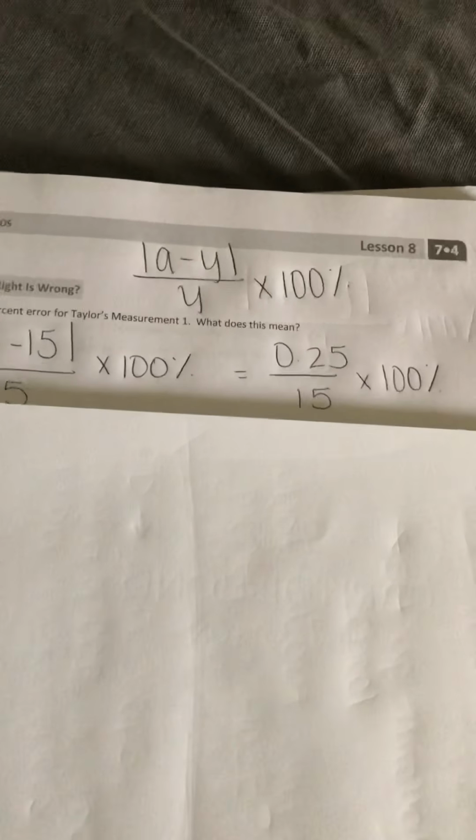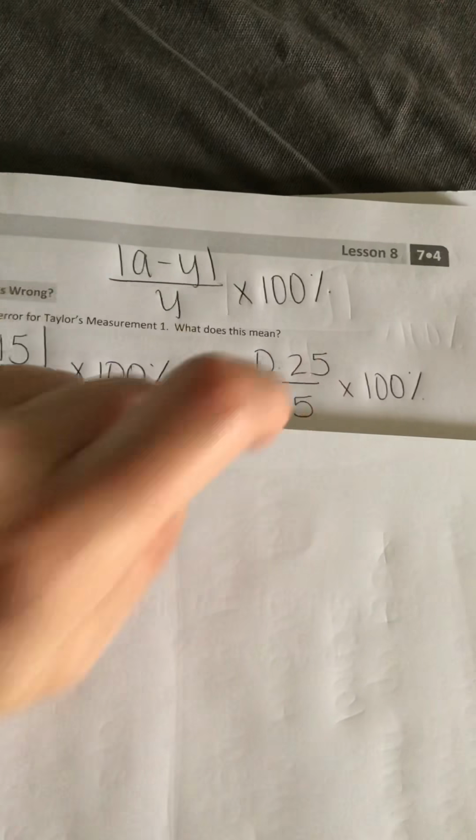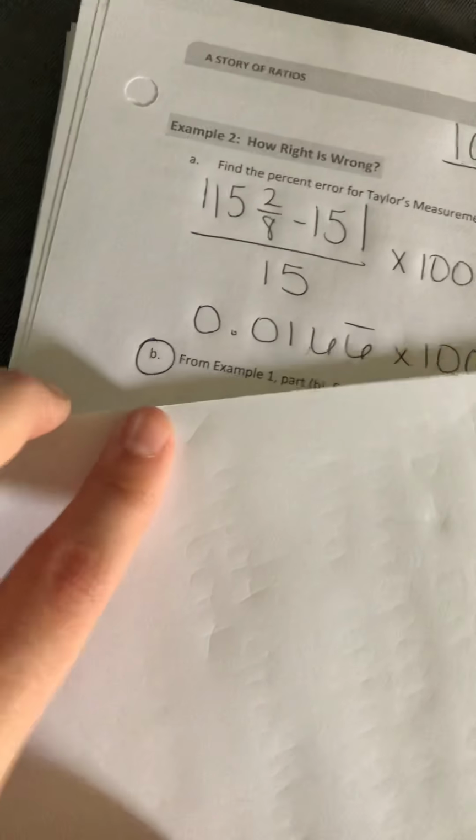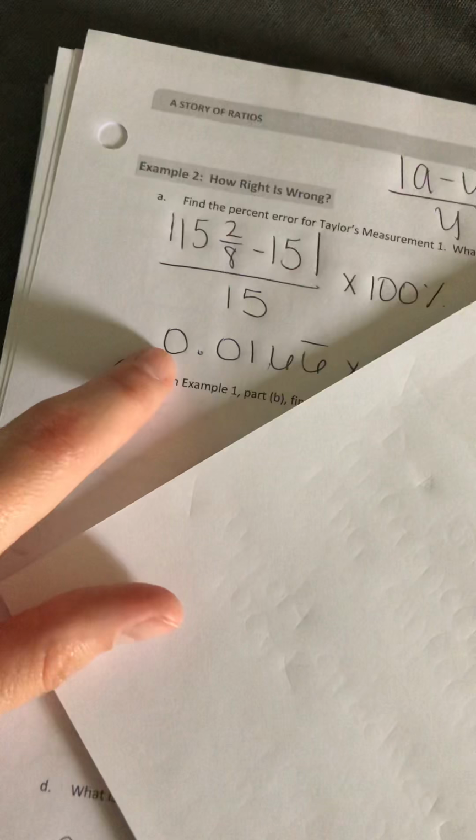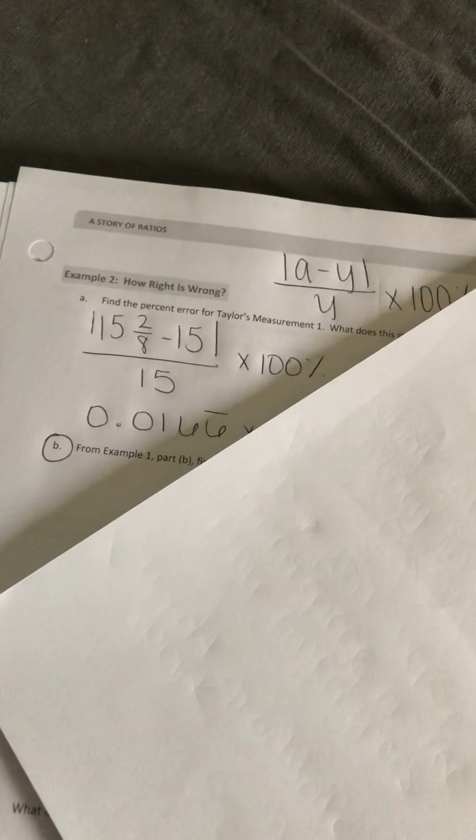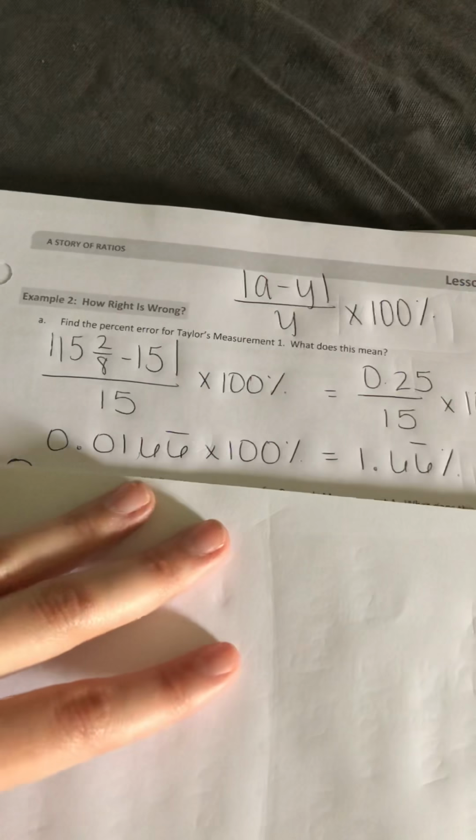So this ends up looking like 0.25 divided by 15 times 100%. Make sure you're still doing PEMDAS because now we're going to do division first, then that multiplication. So when I divide it, I end up getting 0.01666 repeating. So I just stopped after that second 6. And then I'm going to multiply it by 100.